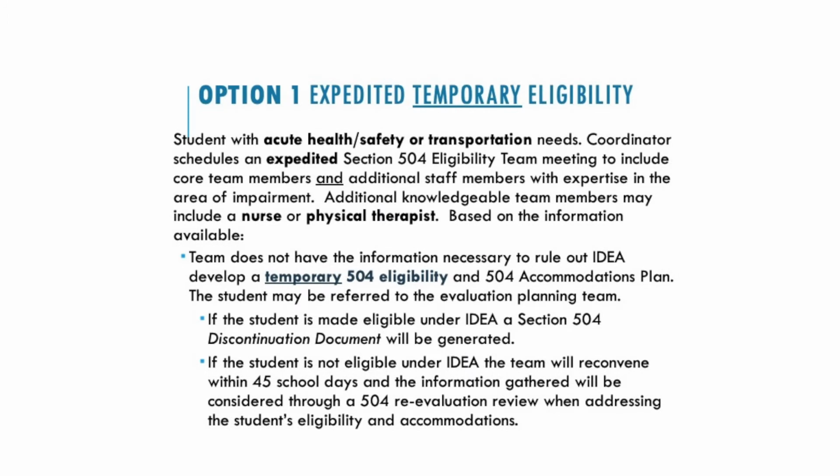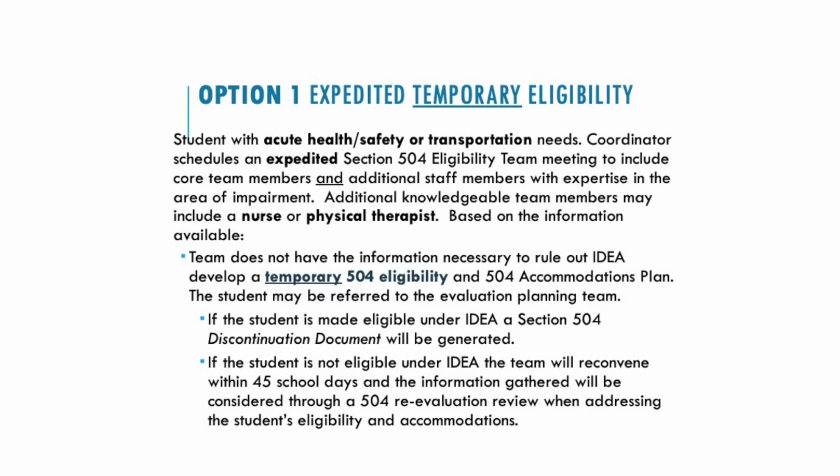Expedited temporary eligibility may be an option for students that we do not know well. As an example, a kindergartner who is referred for Section 504 consideration right before enrollment that has a serious health condition. Temporary eligibility may also be appropriate for a student who has a new diagnosis and the team is aware of additional academic concerns. The student may be referred to the evaluation planning team if appropriate.